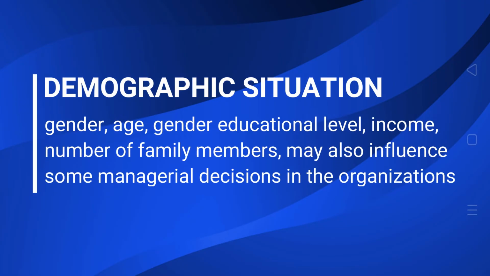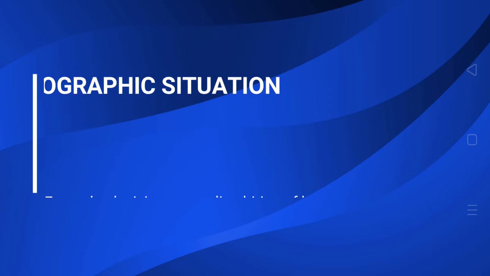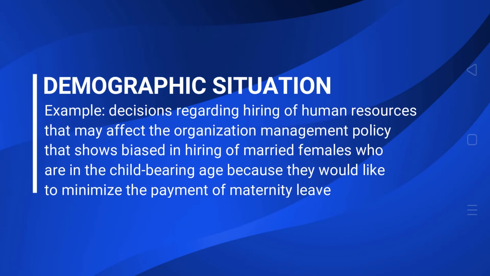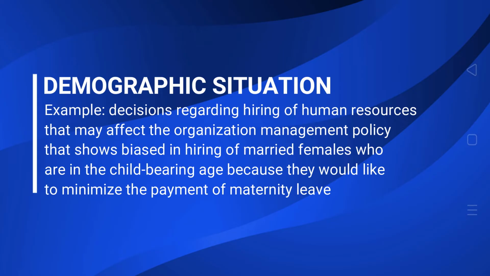Demographic situations such as gender, age, educational level, income, and number of family members may also influence some managerial decisions in the organizations. For example, decisions regarding hiring of human resources may affect the organization's management policy, such as showing bias in hiring married females who are in the childbearing age because they would like to minimize the payment of maternity leave.